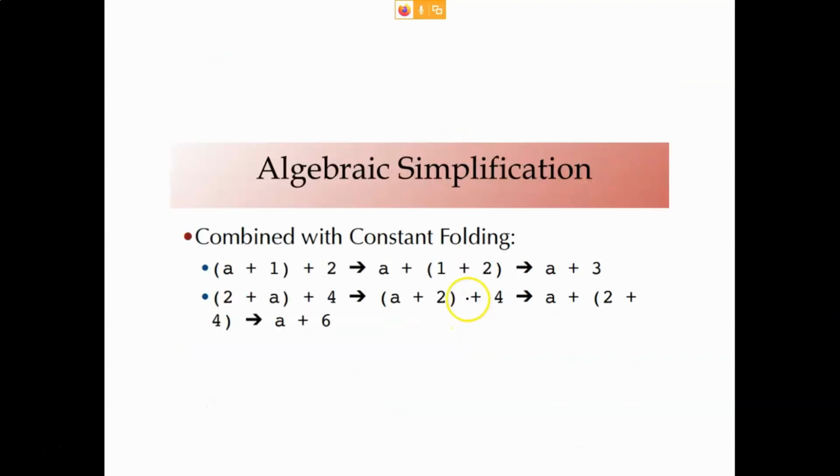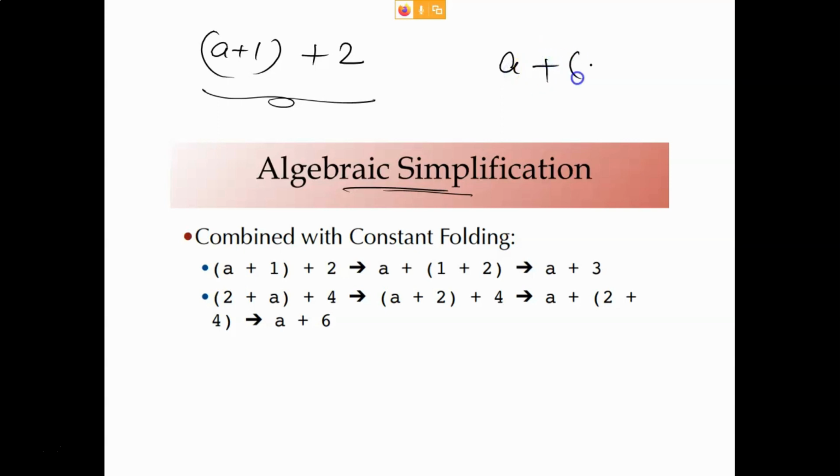Now, for example, this algebraic simplification, if you have this type of expression a plus 1 plus 2, now you can see at compile time what you can do. If this addition is associative, then you can write it like this, a plus 1 plus 2. Now you can do constant folding. So you can see basically this algebraic simplification, you can combine this with constant folding. So now you can do the constant folding and you will get a plus 3. This is how you can combine two different optimizations also. Okay, so this is the idea.